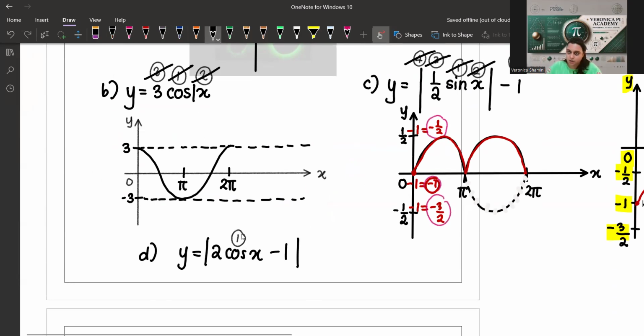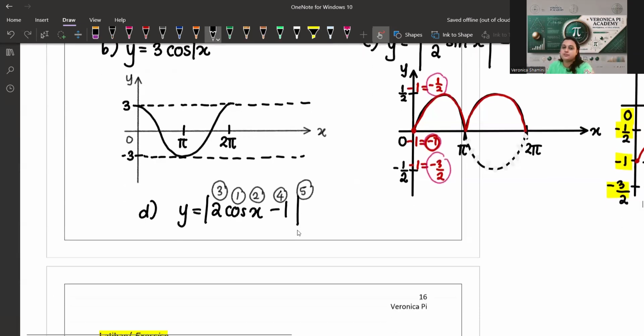Okay, step 1 is cos. Step 2 is the cycle, kitaran. Step 3, amplitude, the height. Step 4, kena tolak satu dulu. Then only last kita buat modulus. Faham tak?